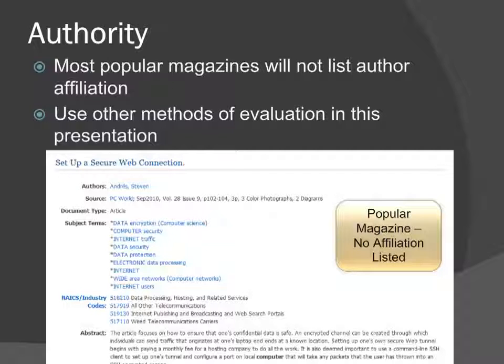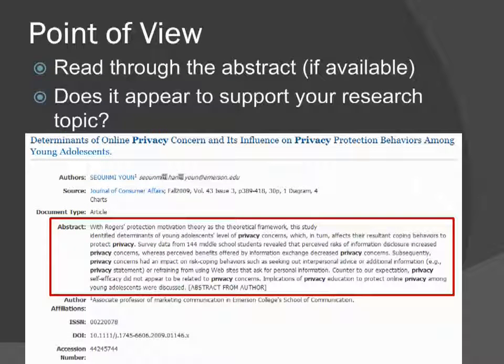Most popular magazines will not list author affiliation because in many cases the authors are staff writers and not experts in the material they are covering. Use the other methods of evaluation in this presentation. For point of view, read through the abstract if available. If there is no abstract or the bias is unclear, you may have to start reading the full text of the article to determine this.